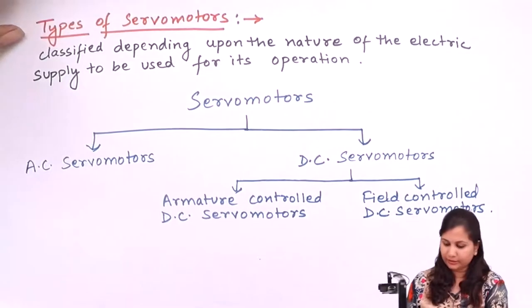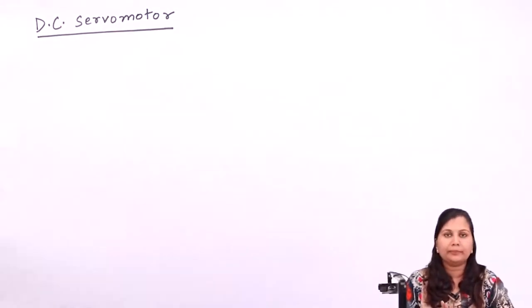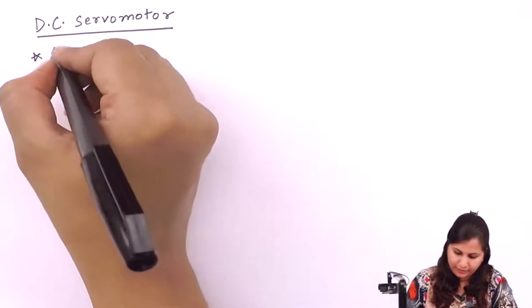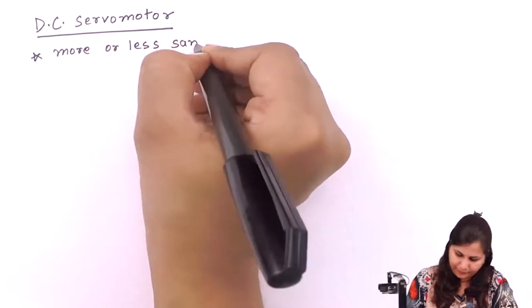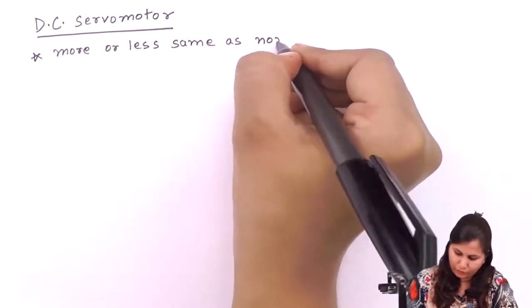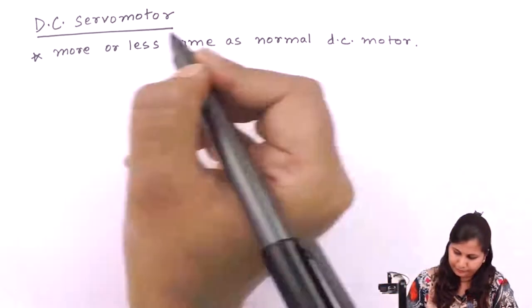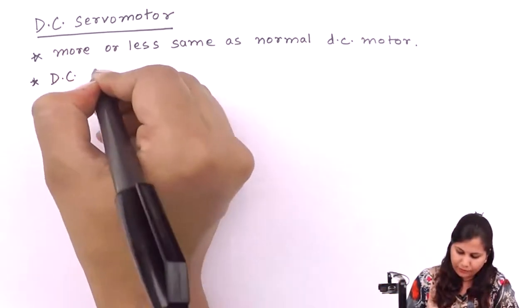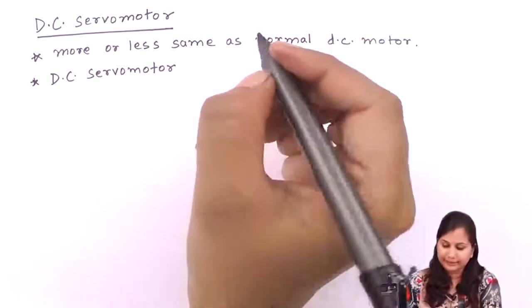Now let's study the DC servo motors first. So a DC servo motor is basically more or less the same as a normal DC motor. The DC servo motors behave like a mechanical device.